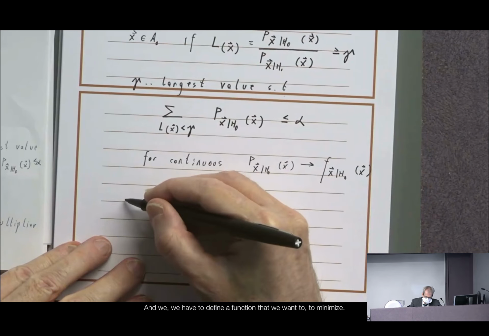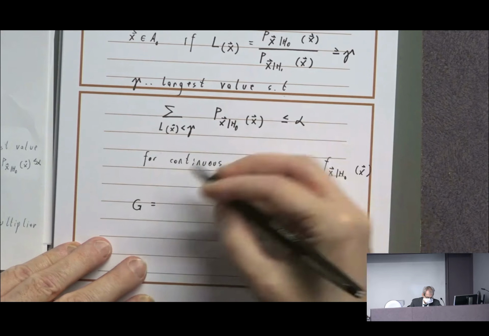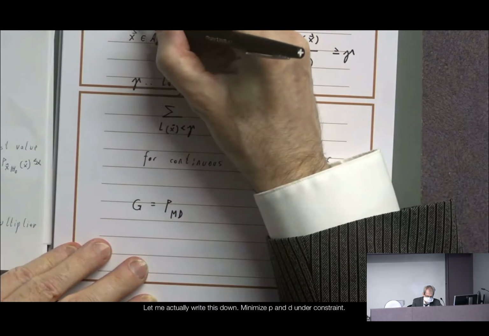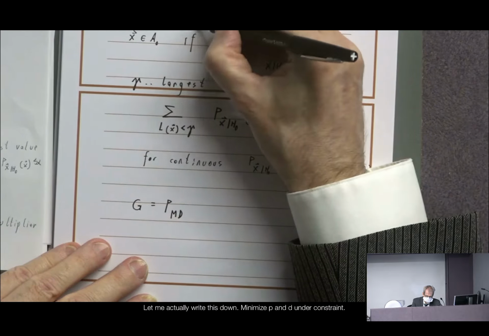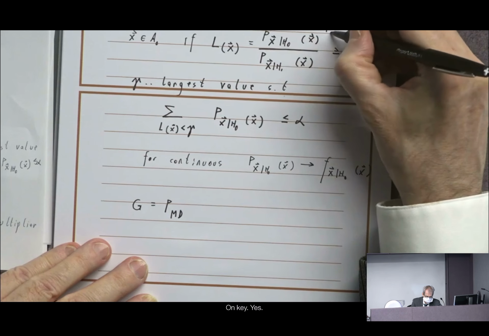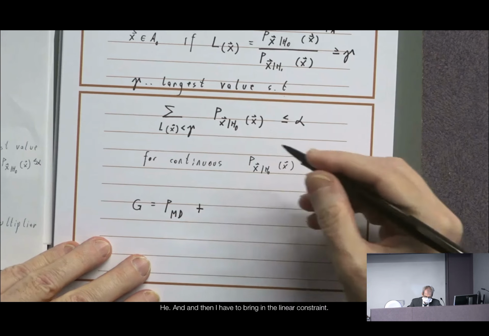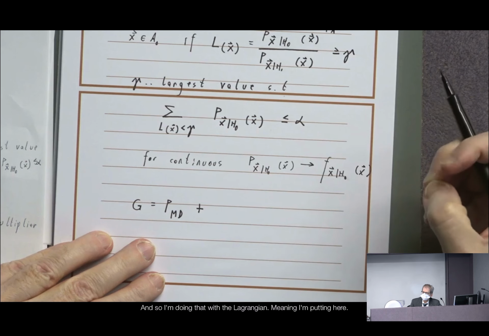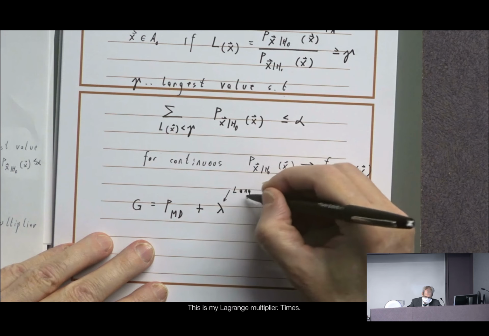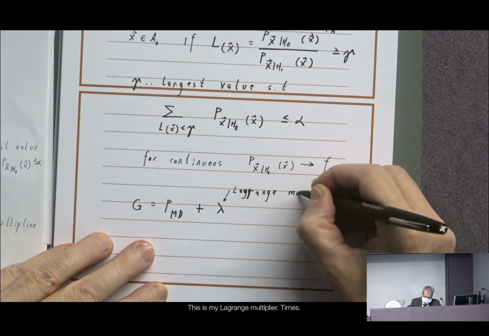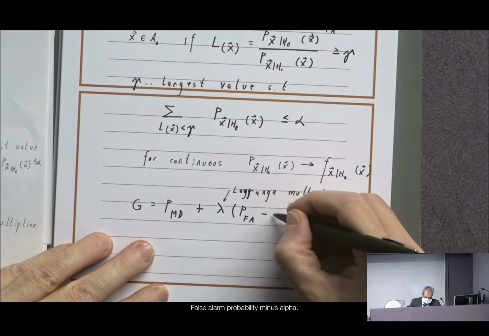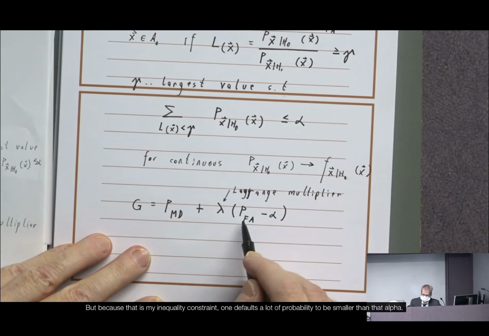And we have to define a function that we want to minimize. And we're saying that, well, this is the misdetection probability. Let me actually write this down. Minimize PMD under constraint on PFA. And then I have to bring in the linear constraint. And so I'm doing that with the Lagrangian. Meaning I'm putting here, this is my Lagrange multiplier, times false alarm probability minus alpha. Right? Because that is my inequality constraint.